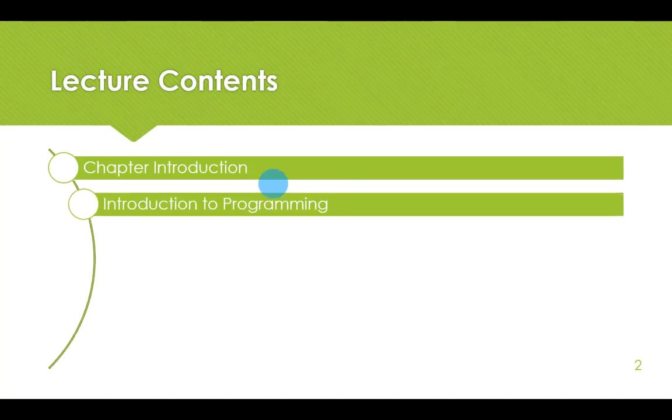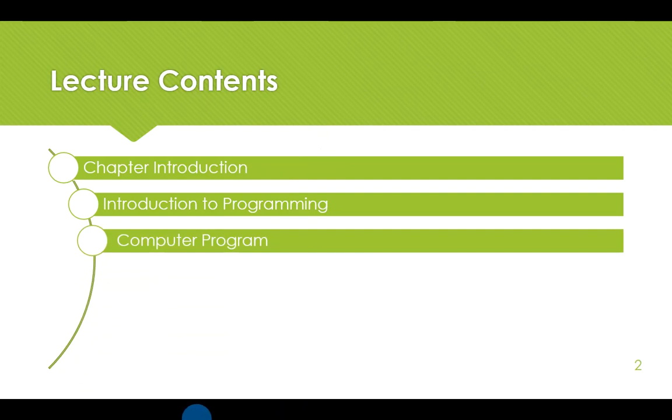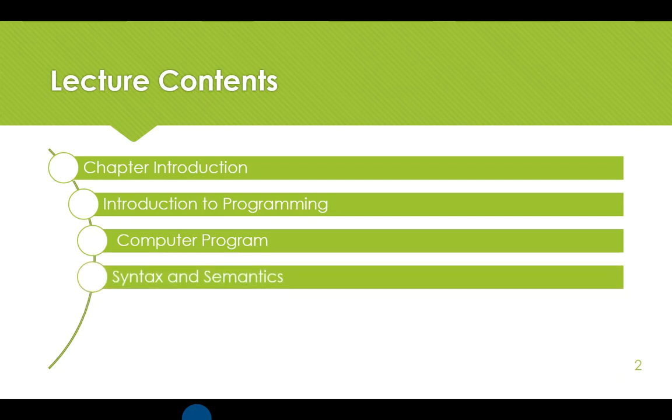Then we will study programming. What is programming? Last time we discussed only problem solving. Now we will go further and discuss how an algorithm or a flowchart is converted into a computer program. We will do programming in this chapter. Then we will discuss what a computer program is, how it is created, and what the parts of a computer program are, which are the syntax and the semantics.